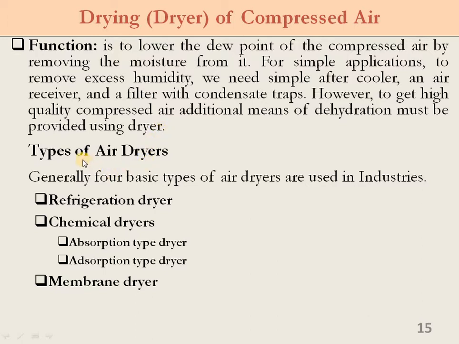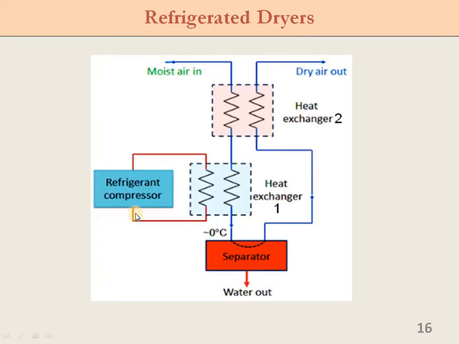So basically you can classify these air dryers in different ways. Under that, the first one is the refrigeration type dryers, and the second is the chemical type dryers. Under the chemical type dryers are the absorption type and the adsorption type, and the last one is the membrane type dryers. There are mainly three different types of dryers. Now we can discuss them one by one. So let's move to refrigeration type dryers.